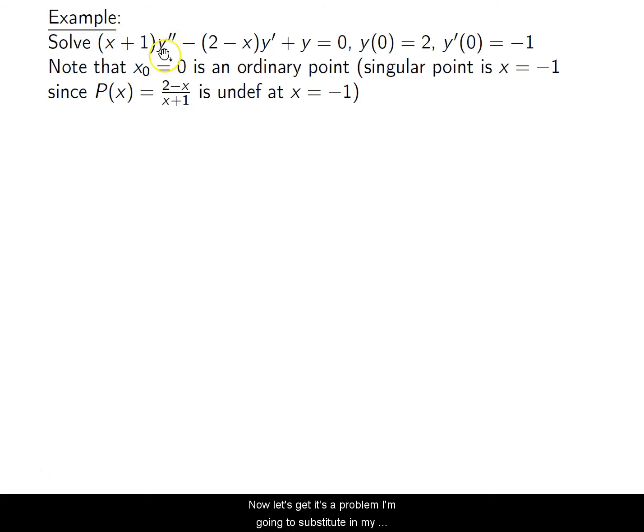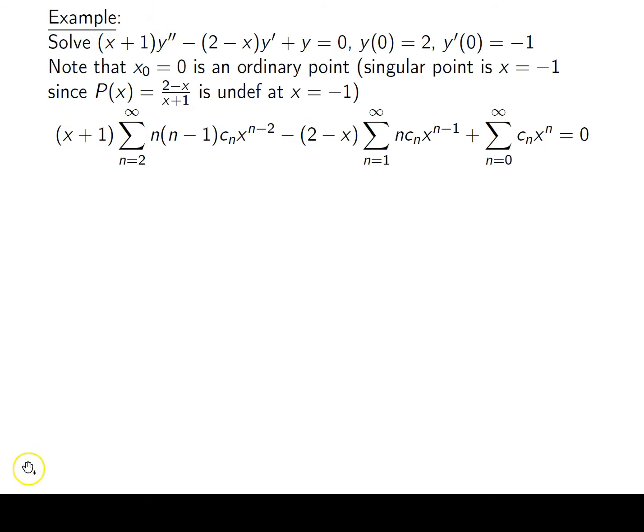I'm going to substitute in my power series for y double prime, y prime, and y. Okay, so we substitute everything into its appropriate place. So I have x plus 1 times y double prime, right? Minus 2 minus x times y prime plus my series for y equals 0, right? So very, very straightforward. We're just going to substitute in the things that we have.